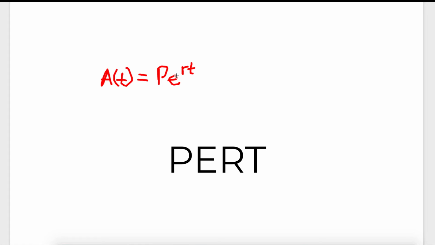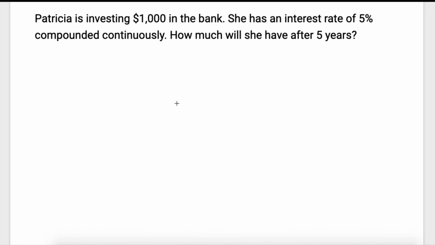The only new thing about this formula is the constant e. e is an irrational number. It's a constant, so e never changes. Let's say Patricia is investing $1,000 in the bank. She has an interest rate of 5% compounded continuously. How much will she have after 5 years?